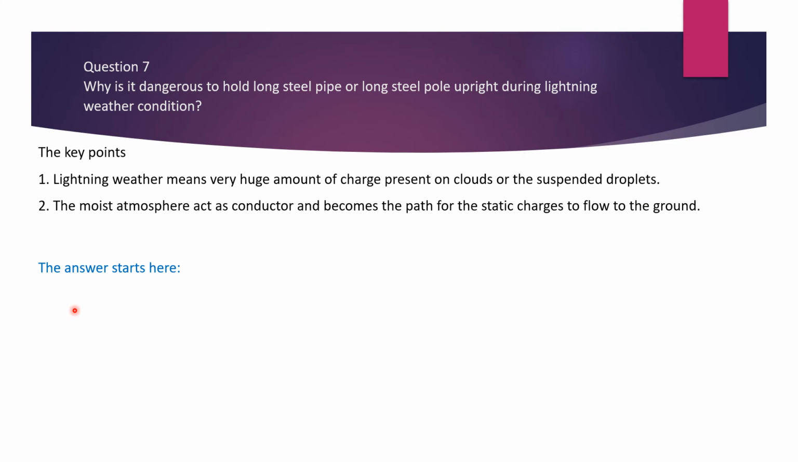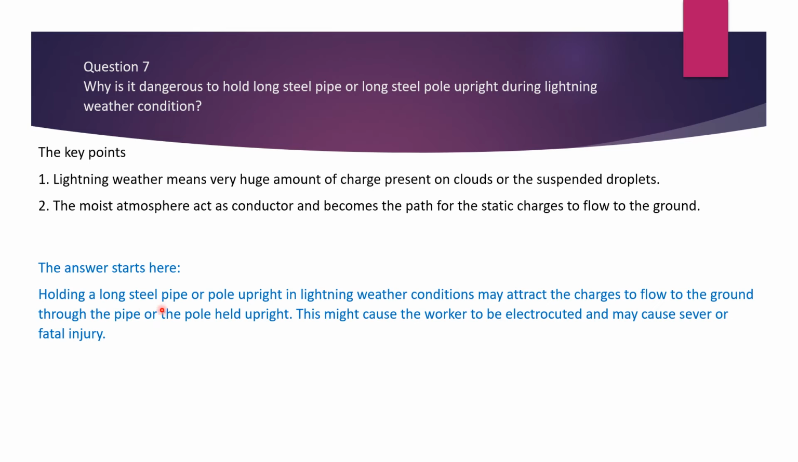The answer starts here. Holding a long steel pipe or pole upright in lightning weather conditions may attract the charges to flow to the ground through the pipe or the pole held upright. This might cause the worker to be electrocuted and may cause severe or fatal injury.